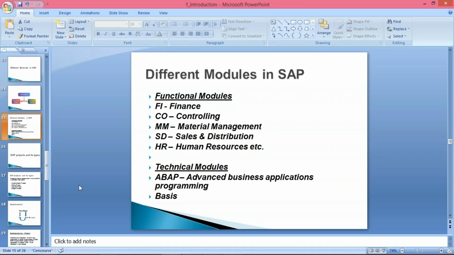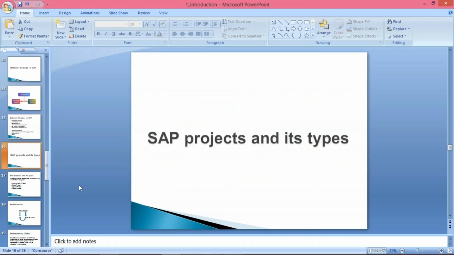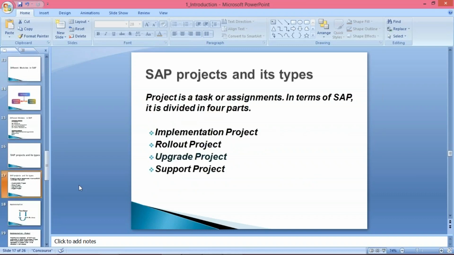So now here, this is the question: SAP projects and their types. Look here at how many types of projects there are. We have a total of 4 types of projects. Sometimes people say 5 types of projects also. They will say something like enhancement. But majorly it's 4 types itself. It is already visible on your screen. You have to say 4 types only.